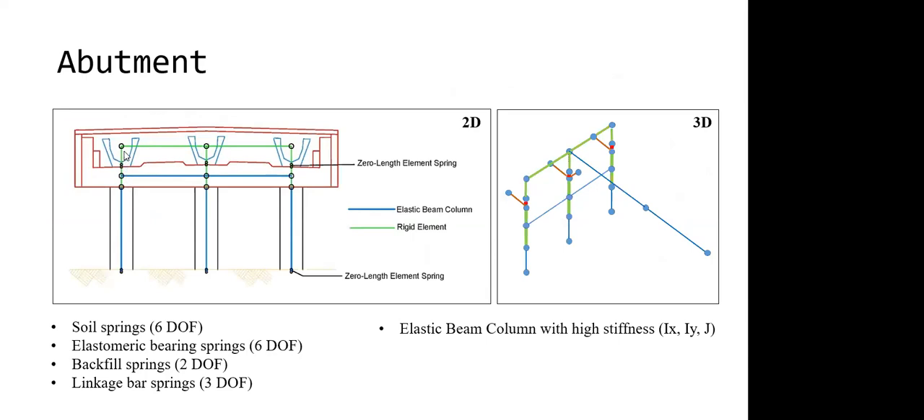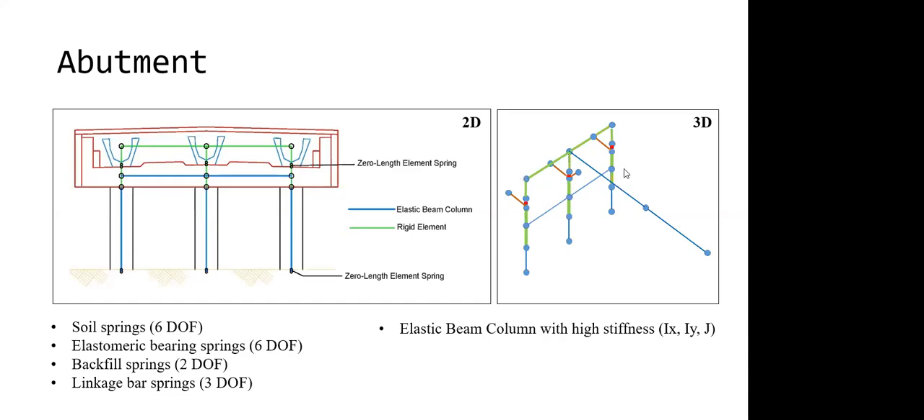As you can see here, there are two types of elements, one in green and one in blue. The green ones I labeled here as rigid element, but it's actually an elastic beam column with high stiffness. So it's not the rigid element that is in OpenSees. It's just an elastic beam column where I indicated here with high stiffness. So I've increased the I value and J value for the element, just to make it stiff. And the blue ones are actually elastic beam columns with the properties obtained from the geometry of the element, and also the same for the piers, elastic beam column.